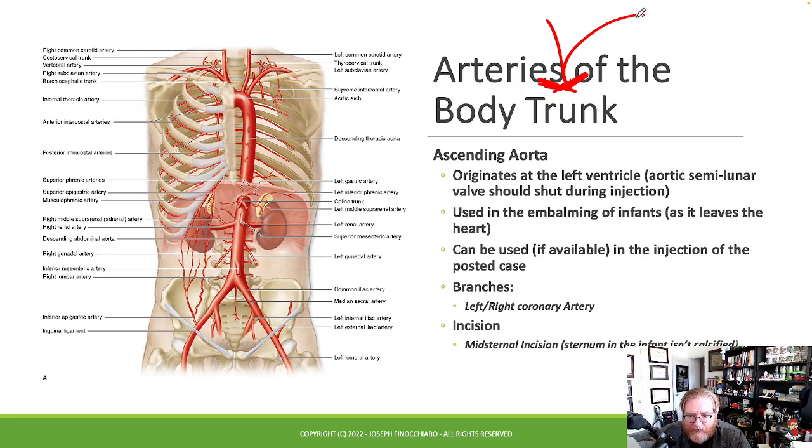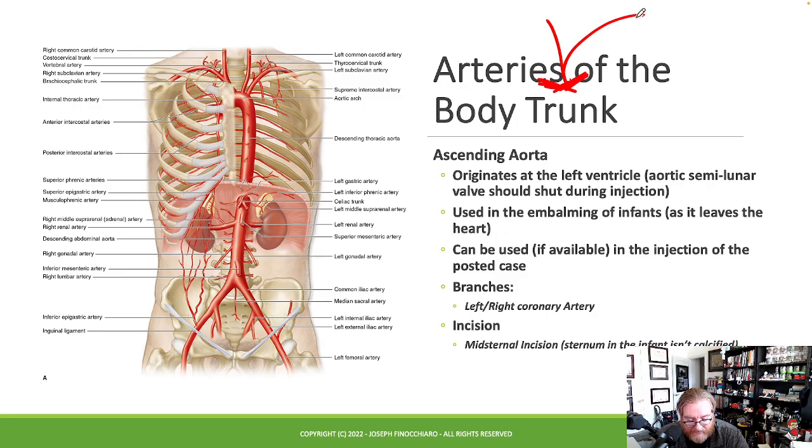The ascending aorta is used in the embalming of infants because we're going to open up the thorax and go directly there, because everything on an infant is small, which means this is probably one of the largest arteries you're going to be able to access, and that's good for you as an embalmer. It can be used if available in the injection of an autopsied case, and it only has really two branches, the left and right coronary artery.